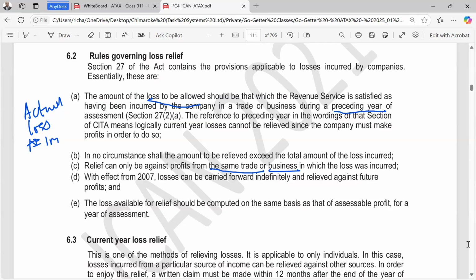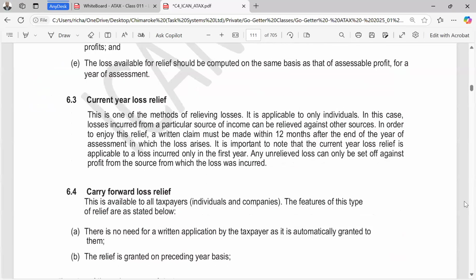What it means is that the same basis period should be used. The losses available should be computed on the same basis as the assessable profit. We're going to be looking at some of these rules and see how we are going to apply them. Now, let's go to current year losses.